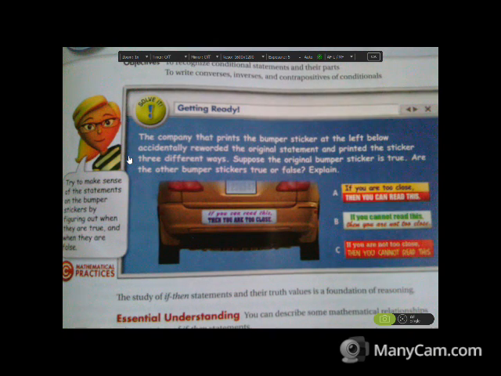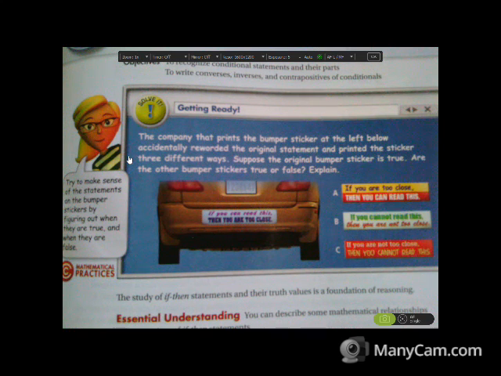Alright, this is section 2.2, conditional statements. Let's start with the solve it. The company that puts the bumper sticker at the left below accidentally reworded the original statement and printed the sticker 3 different ways. Suppose the original bumper sticker is true. Are the other bumper stickers true or false?